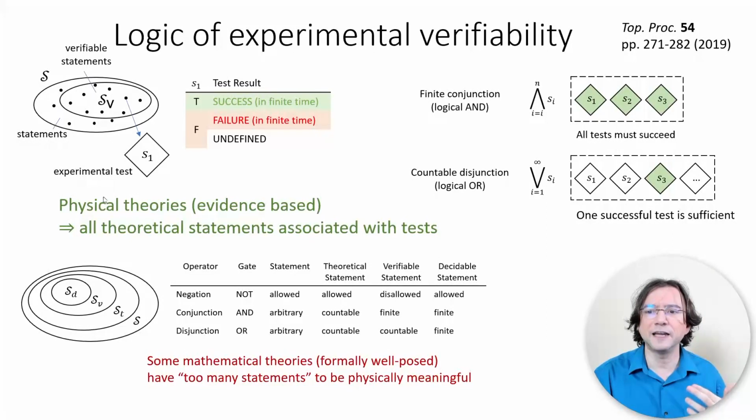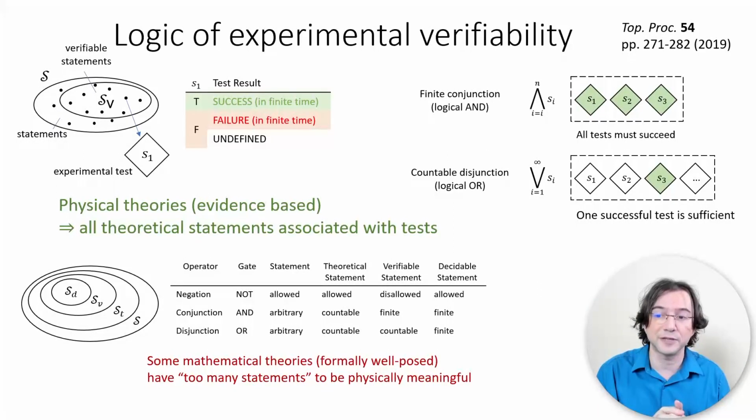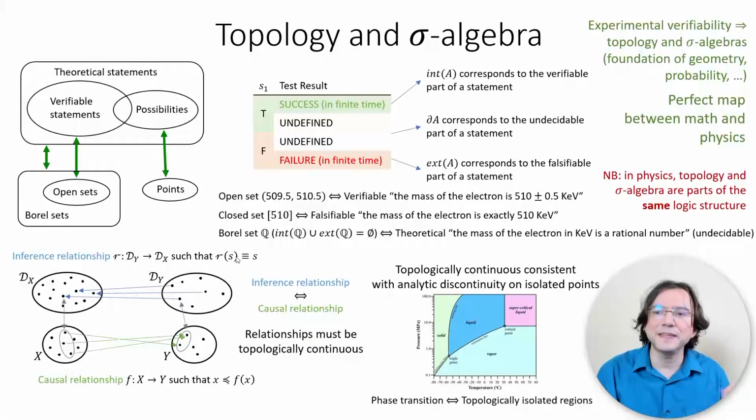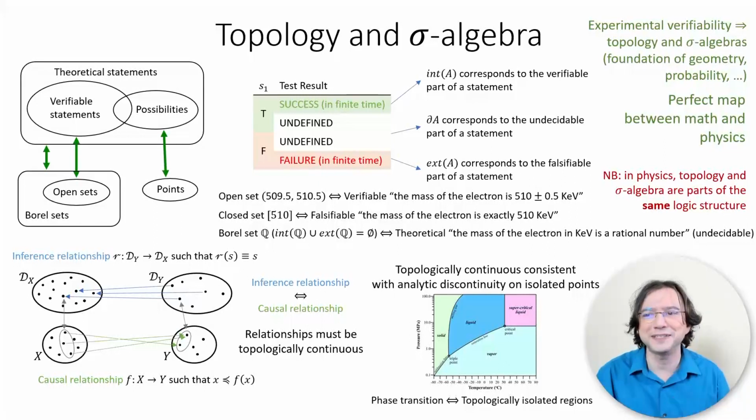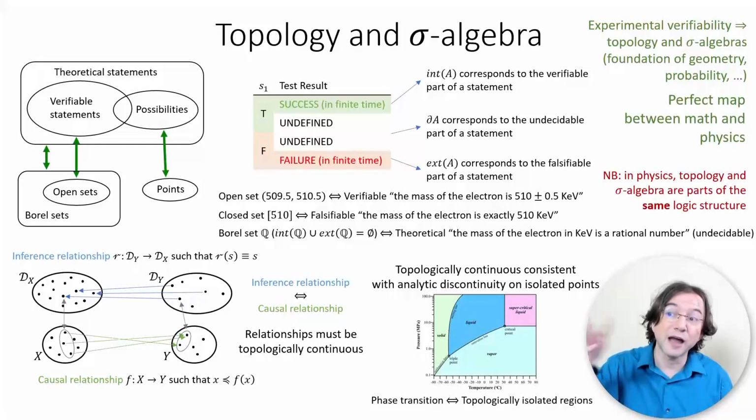And so the idea is that if we want physical theories to be evidence-based, then all the theoretical statements in the theory must be associated with a test. You must have something that is constructed from the set of verifiable statements that you have. And once you work out the details of this framework, you find that there is a connection between this logic of experimental verifiability and topologies and sigma algebras. Mathematicians will know what topologies and sigma algebras are. To physicists, they are really low-level structures on which everything else is built. So again, all of differential geometry is built on top of topology, and measure theory, so theories of integration, probability theory, information theory, are built on sigma algebras.